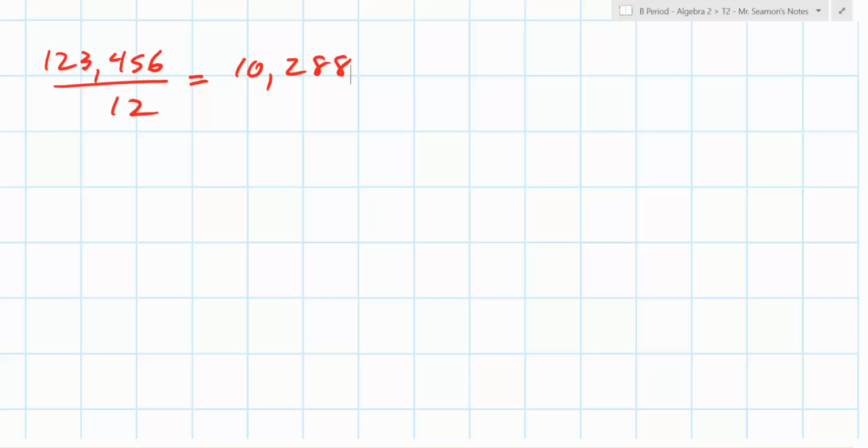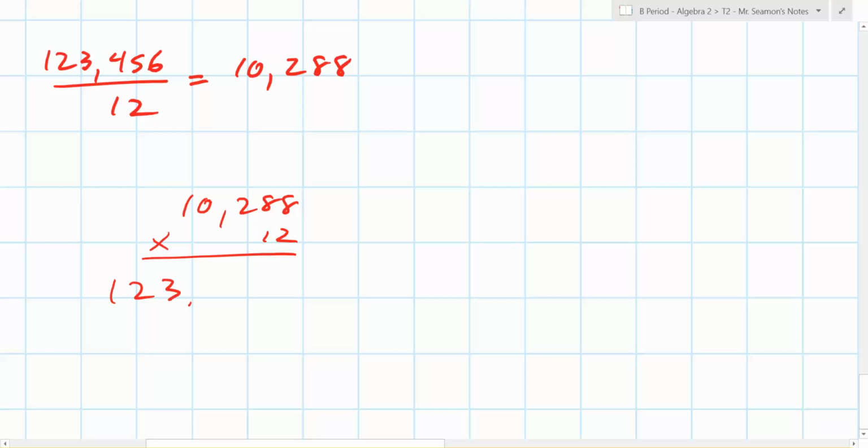You multiply what by what? 10,288. Yeah. You do the multiplication. You would do 10,288 times 12, and you'd hope that it comes out to 123,456. It does. You got it right.